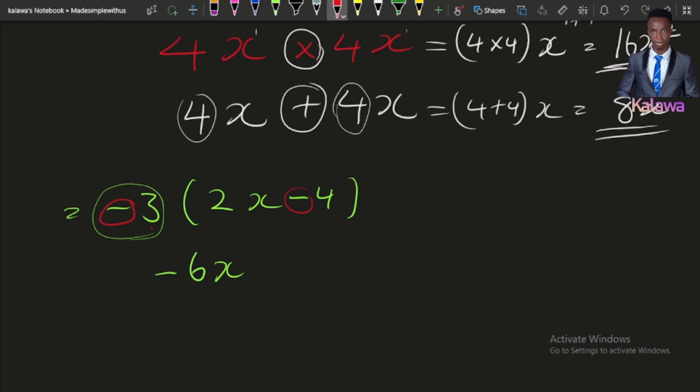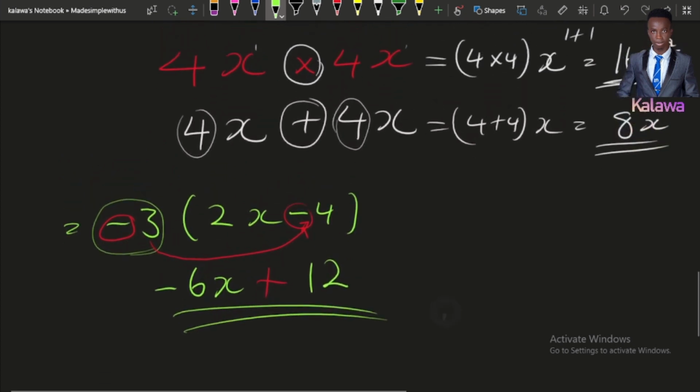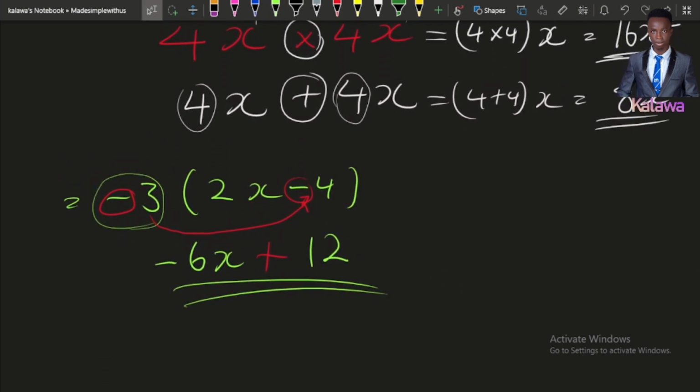And then minus times minus. We have minus here, we also have minus here, and we are going to multiply this minus 3 to this. So what do we say? Minus times minus gives us plus, and then 3 times 4 gives us 12. So this is how you remove any bracket from any algebraic expression.